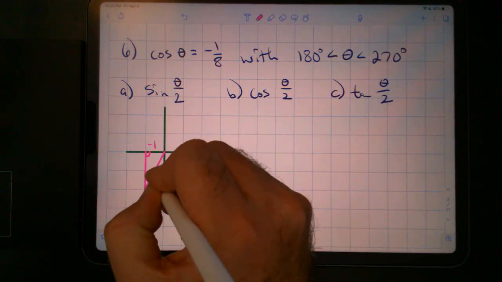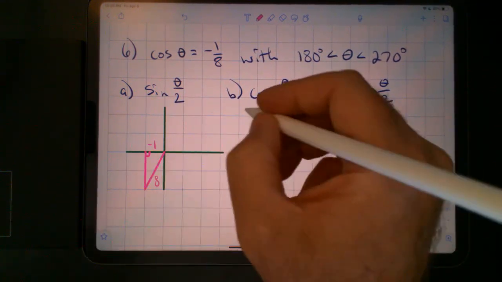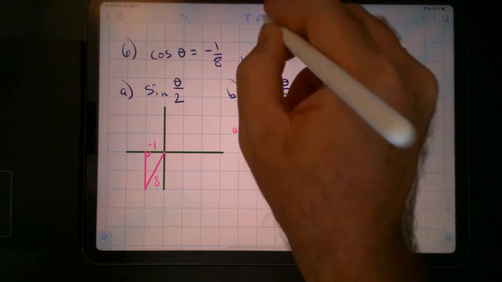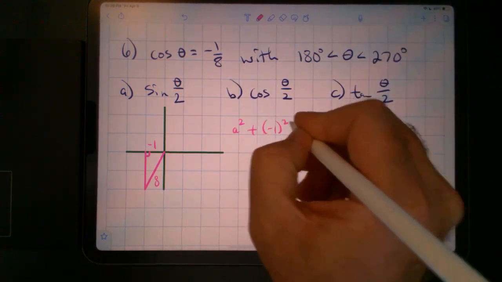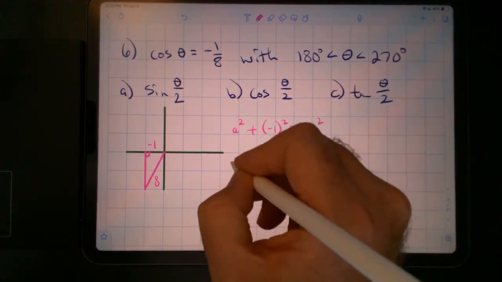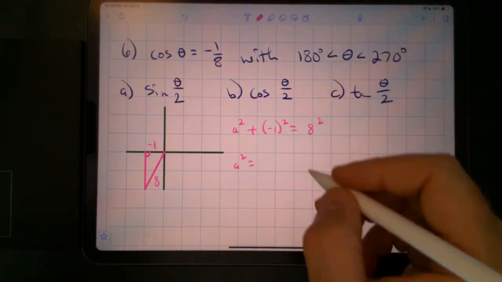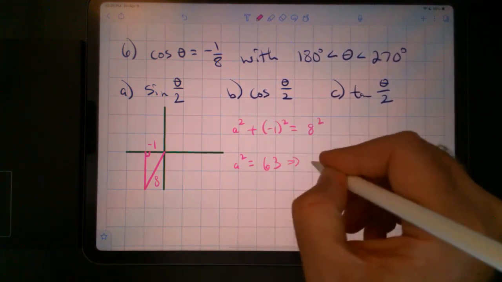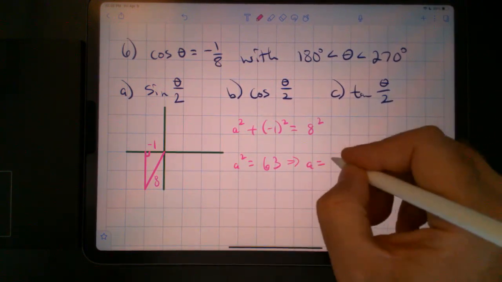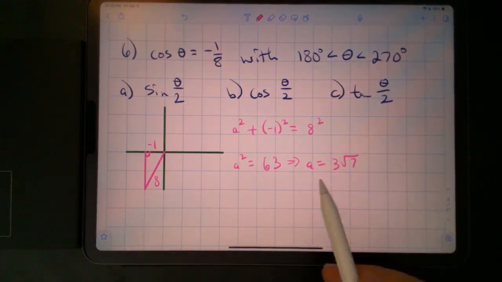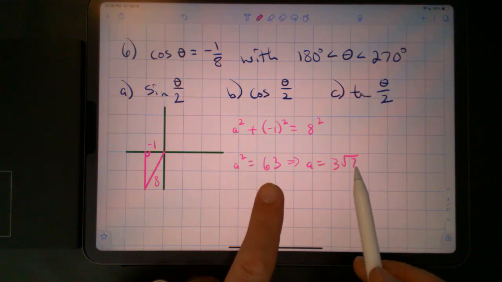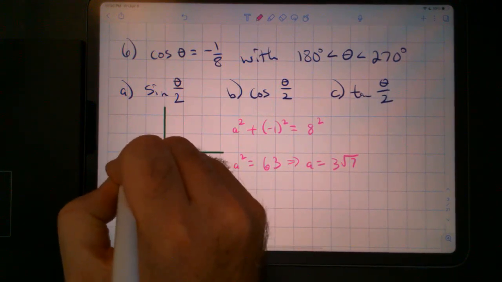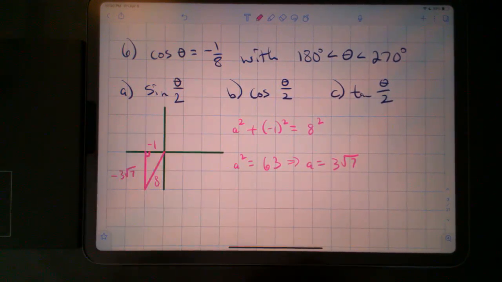So our x is negative 1. The hypotenuse is 8. What is our missing length? So we have a squared plus b squared is equal to c squared. So this is equal to 64 minus 1, which is 63. And that implies that a is equal to 3 radical 7. 63 is 9 times 7, and square root of 9 is 3. And this would be negative because we are in quadrant 3.